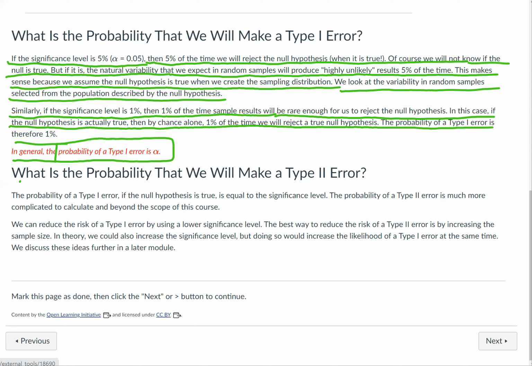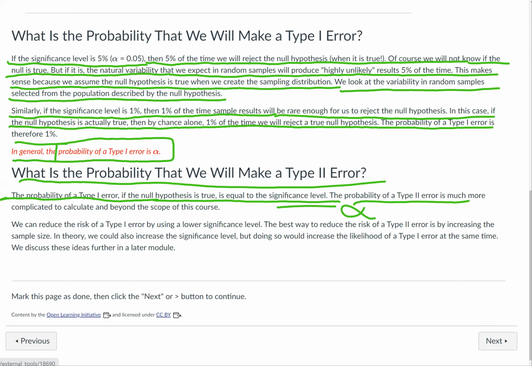And then on the other hand, what is the probability that we will make a type 2 error? The probability of a type 1 error, if the null hypothesis is true, is equal to the significance level, alpha. The probability of a type 2 error is much more complicated to calculate and beyond the scope of this course. Maybe in more complicated stats courses, you might learn that.